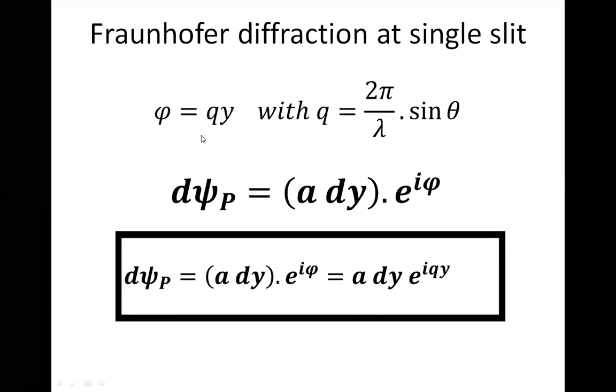So this phi is actually replaced, you can see here e power i phi. I have replaced the phi with path difference, 2 pi by lambda into sin theta. So it became e power iqy, right? So this expression I will continue in the next class. And if you have any questions, you can ask.